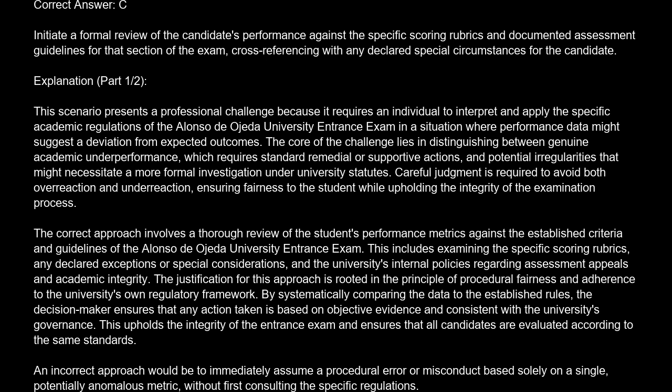By systematically comparing the data to the established rules, the decision-maker ensures that any action taken is based on objective evidence and consistent with the university's governance. This upholds the integrity of the entrance exam and ensures that all candidates are evaluated according to the same standards.